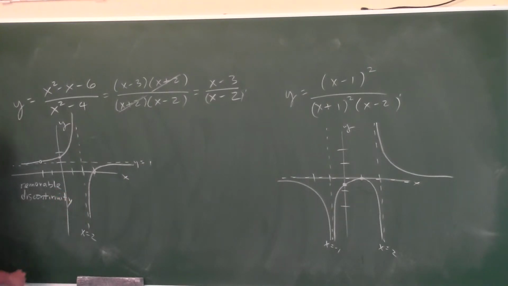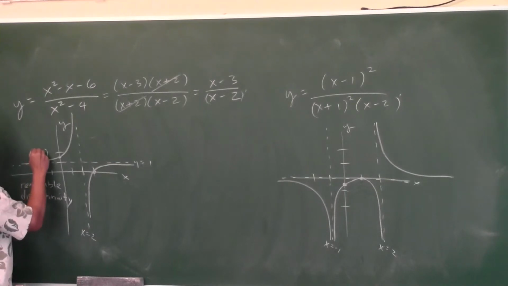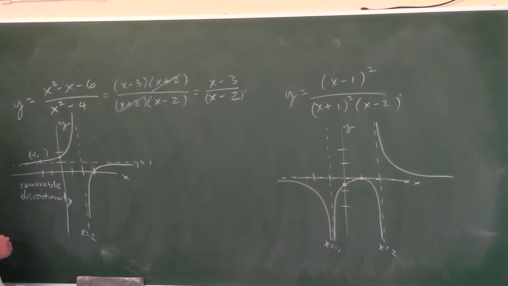That's what it's called. Not a hole, not an open circle, not a puka. It's called a removable discontinuity, and you should also label that point. So, we know the x coordinate is -2. How do you figure out the y coordinate?